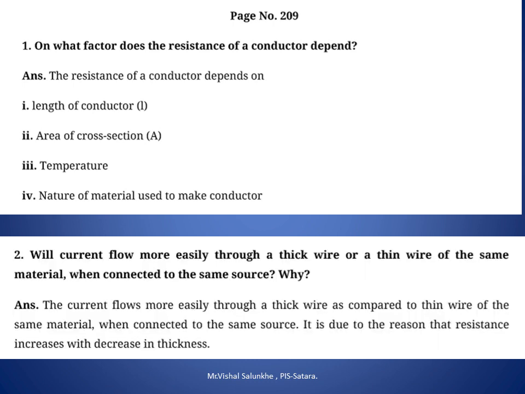Next, will current flow more easily through a thick wire or a thin wire of the same material when connected to the same source, and why? My dear students, just now I have explained, if we increase the area, that is, if we increase the thickness, then there will be more free electrons, and definitely current will increase, and if current increases, resistance will decrease, isn't it? So obviously we can say current flows more easily through a thick wire as compared to a thin wire of the same material when connected to the same source. It is due to the reason that resistance increases with decrease in thickness.